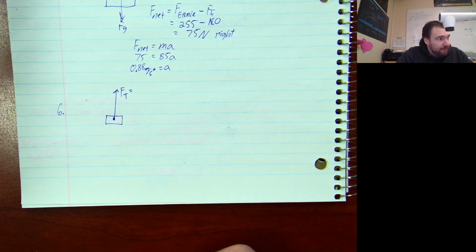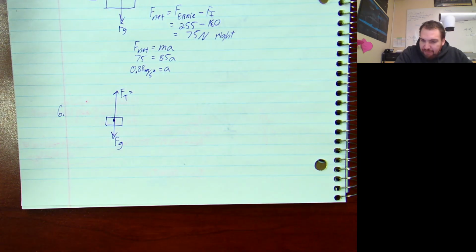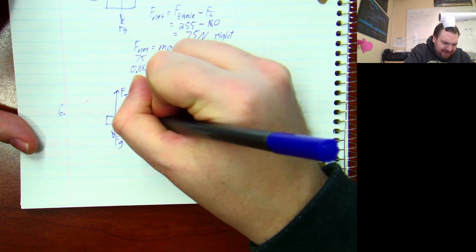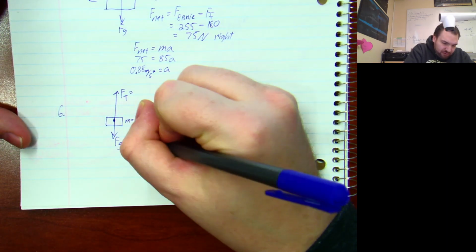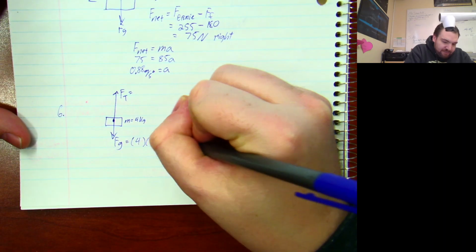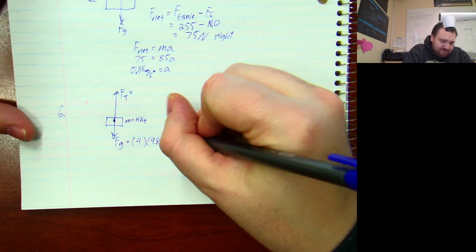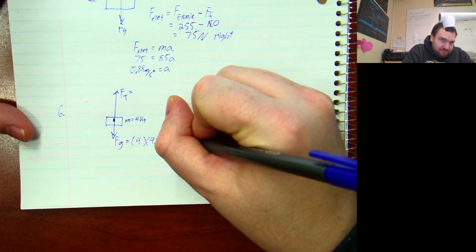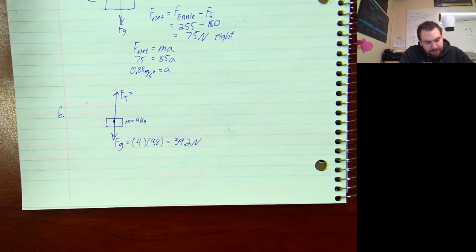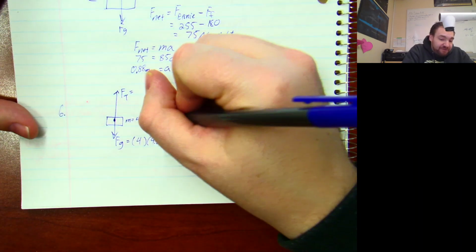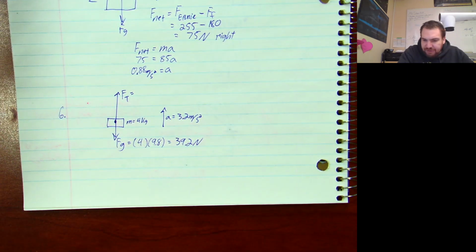What else is acting on my brick? We got gravity. The mass of the brick is 4 kilograms. So Fg is going to equal 4 times 9.8, which is 39 newtons. We also know that this thing's accelerating upwards at 3.2 meters per second squared.